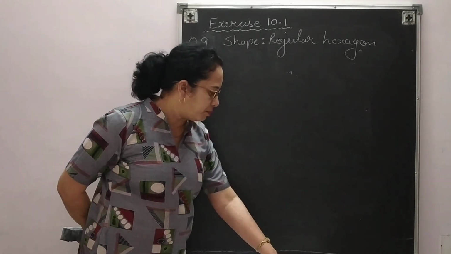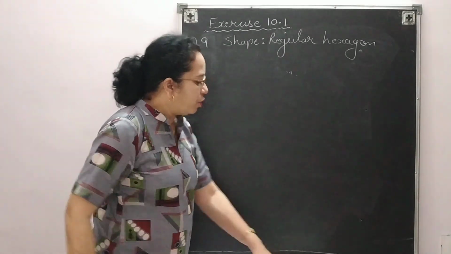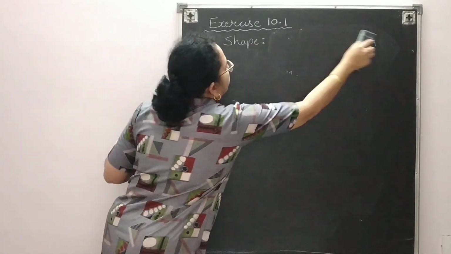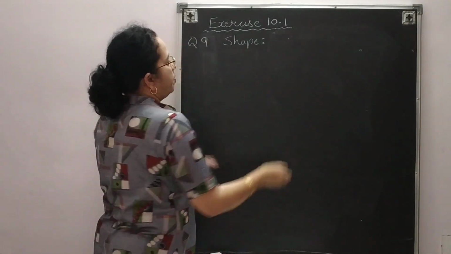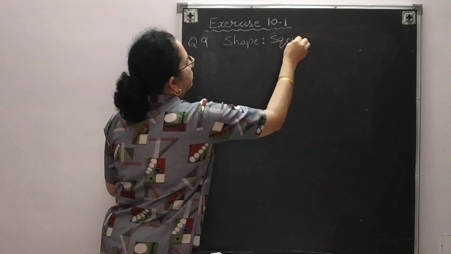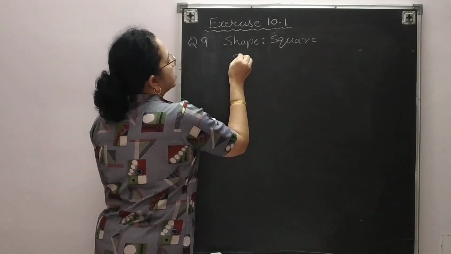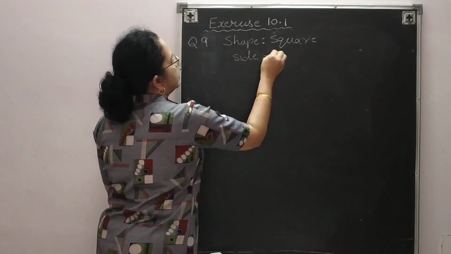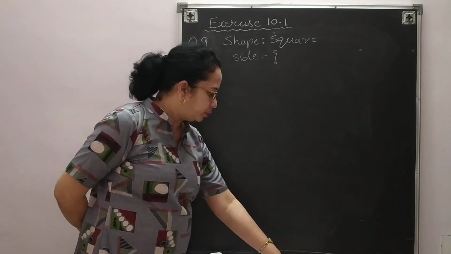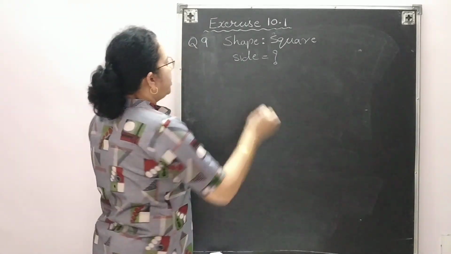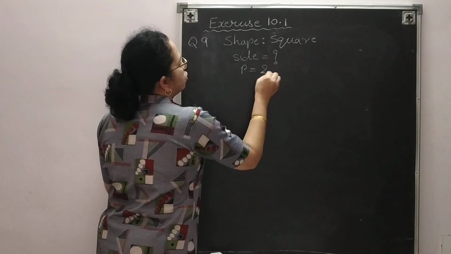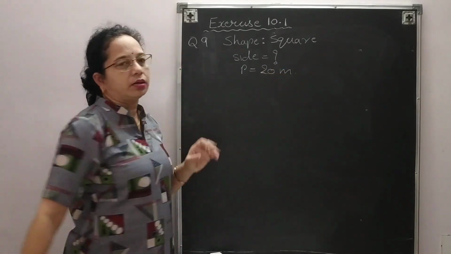Next is question number 9. Find the side of a square. So now here your shape is given, square. Find the side. It means side is equal to question mark, whose perimeter is 20 meter. So perimeter is 20 meter.